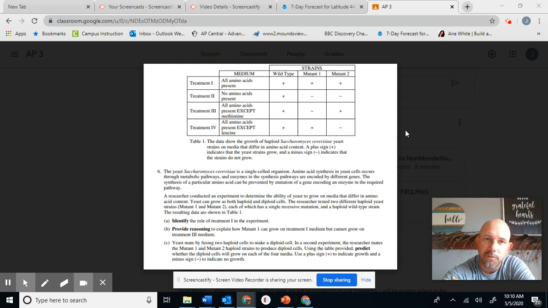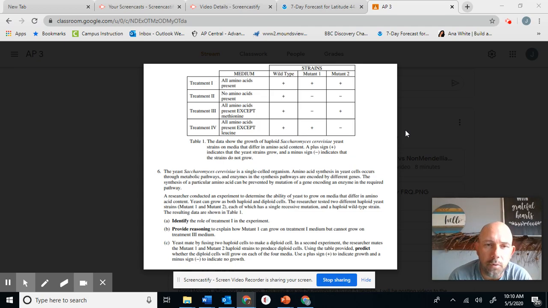If we take a look at treatment four, all amino acids are present except for leucine. Mutant one has the ability to produce leucine, so it can grow. Mutant two cannot produce leucine on its own, therefore it does not grow. So if we take a look at part A, again, breaking these down into the A, B's, and C's, answering all the bold terms like we've talked about with the past FRQs.